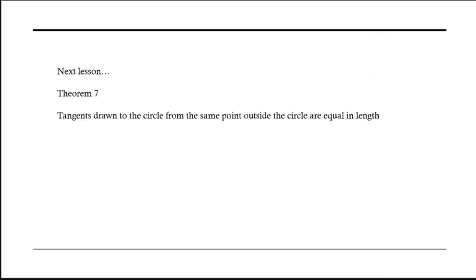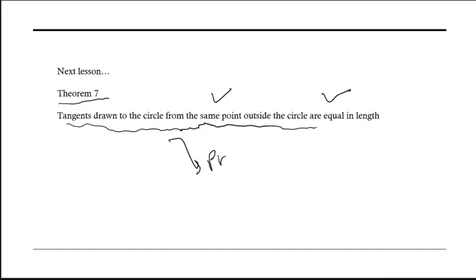Now, with that being said, ladies and gentlemen, on the next lesson we'll be tackling theorem 7, which states that tangents drawn from the same point outside the circle are equal in length. I'm just going to simplify this for you in explanation. It does not require us to prove it. How interesting, meaning there's no proof required.